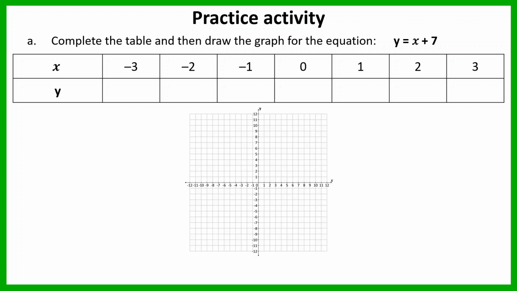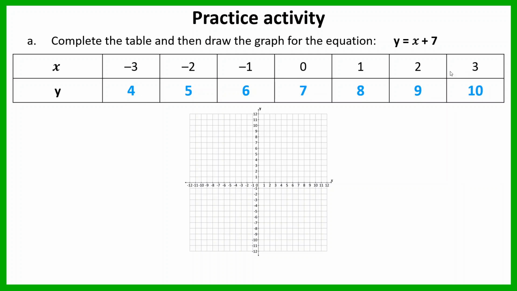Okay, so let's go through that and see what you should have got. So first of all, if x is -3, you should have got 4 for y. Then if x is -2, y is 5. If x is -1, y is 6. If x is 0, y is 7. If x is 1, y is 8. If x is 2, y is 9. And if x is 3, y is 10.